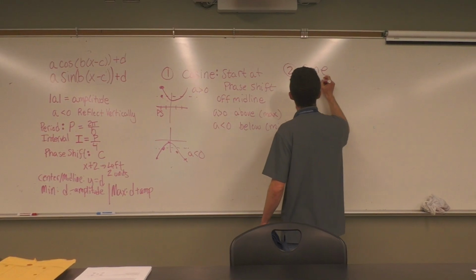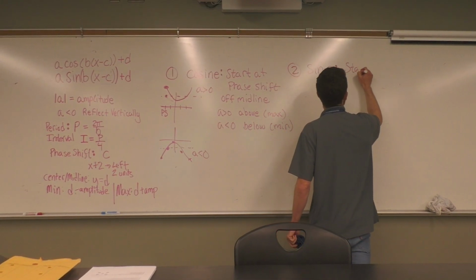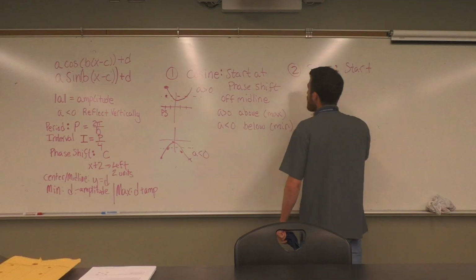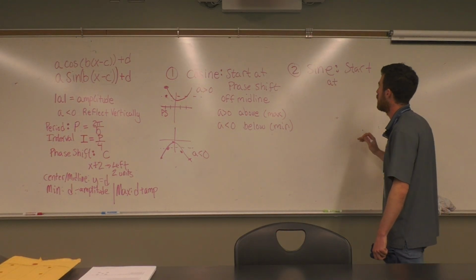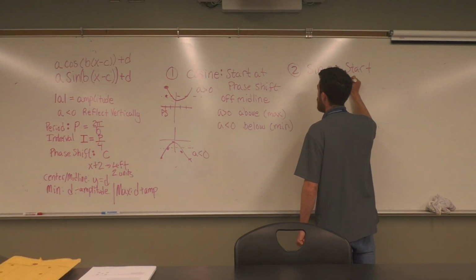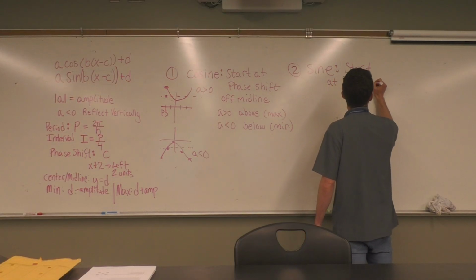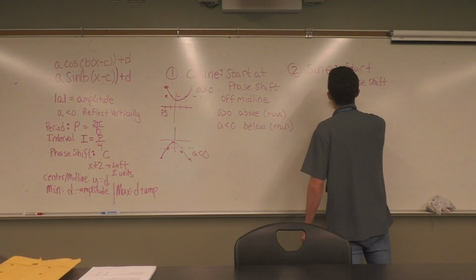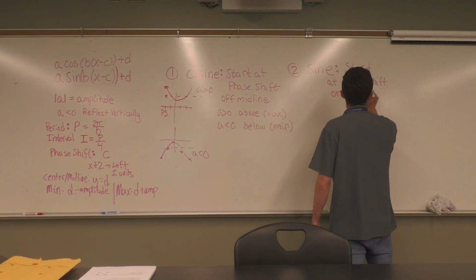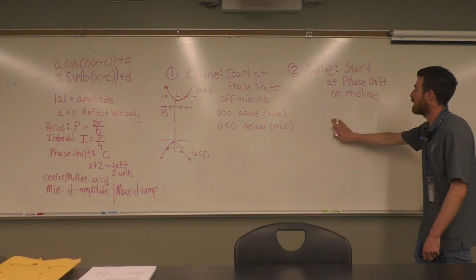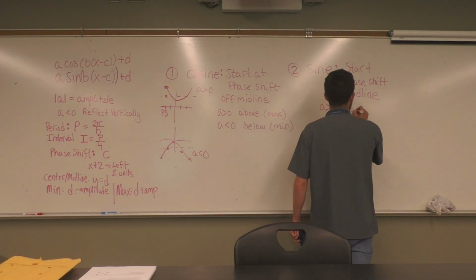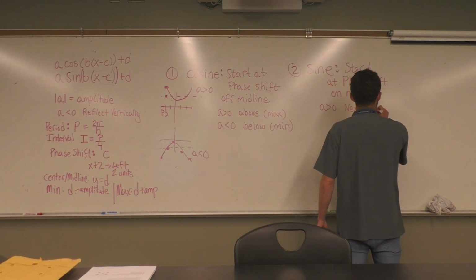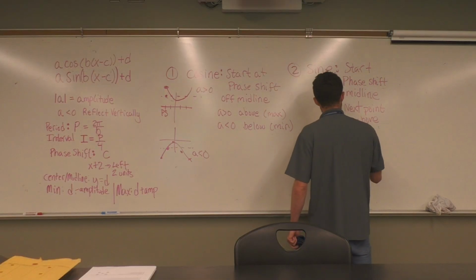Sine. Start at, and by start, I mean put the first point that you decide to put on the graph at the phase shift. Start at the phase shift on the midline. I will start on the midline whether it's positive or negative, but for A greater than 0, the next point is above the midline, which is a max.